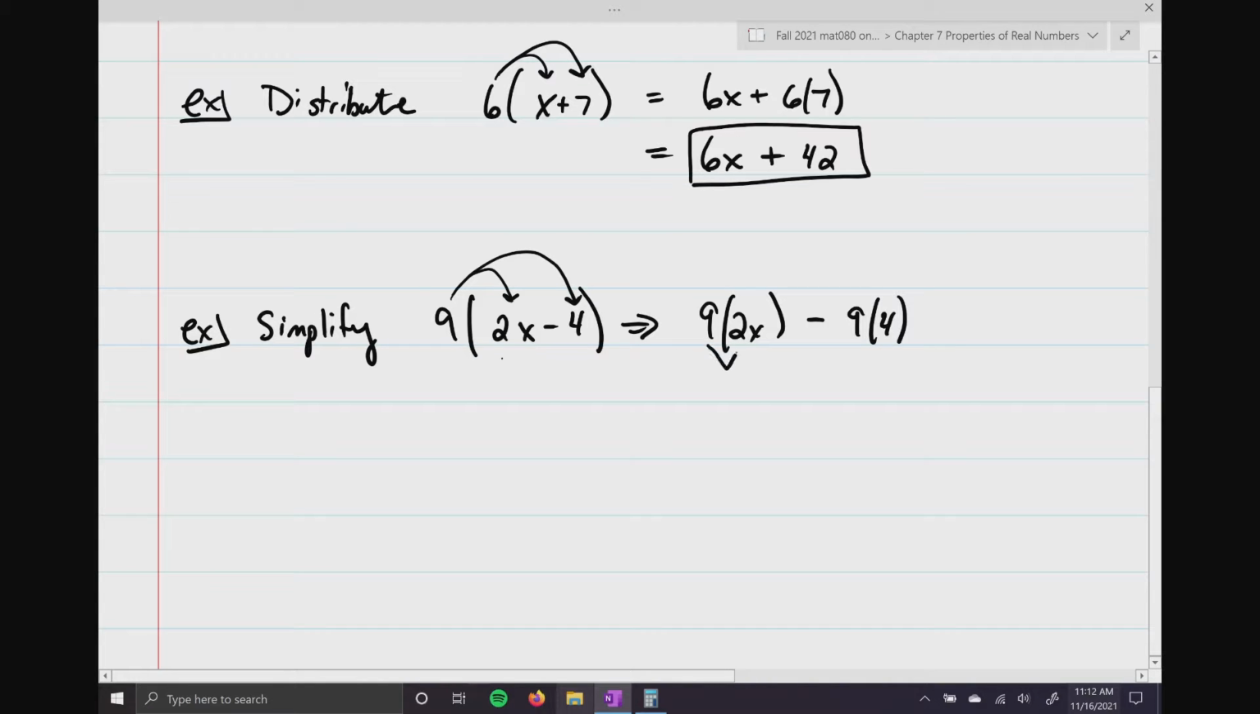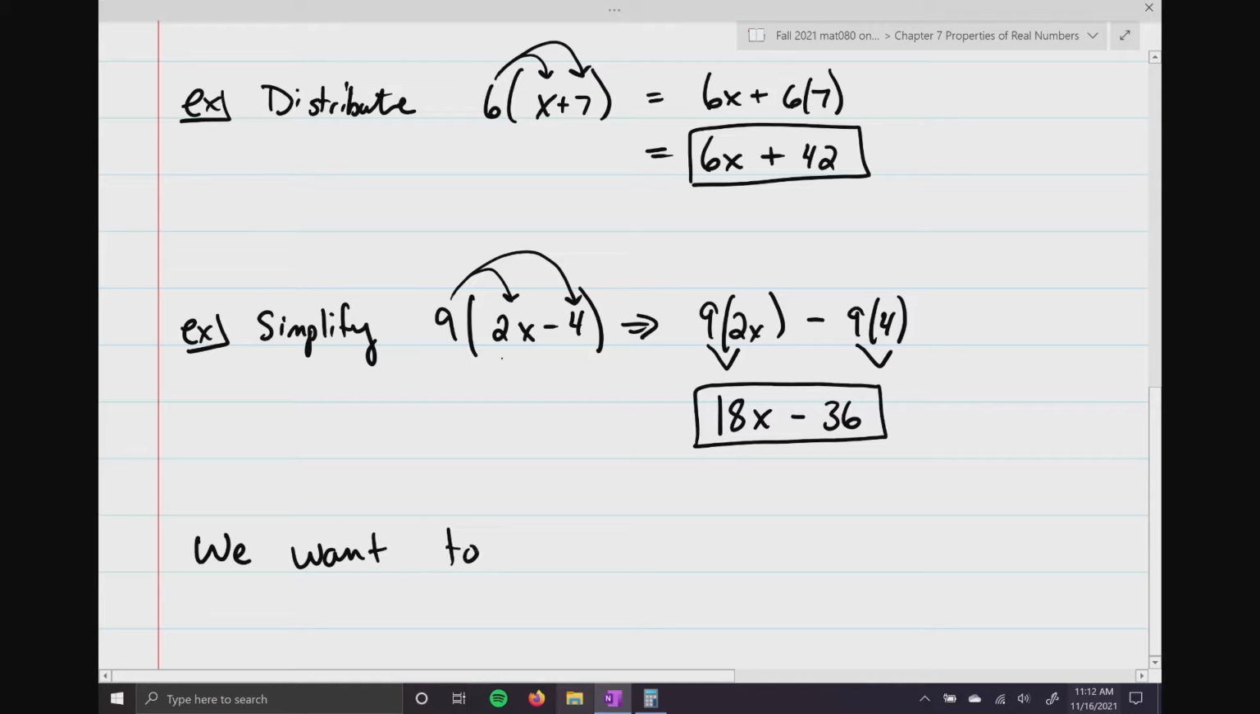Now, 9 times 2, we can do that. The associative property says, I don't care the order in which you're going to multiply things. Just go ahead and multiply. So 9 times 2x is going to be 18x minus 9 times 4 is 36. And there's our final result right there. See, in general, we always want to remove parenthesis signs when simplifying.